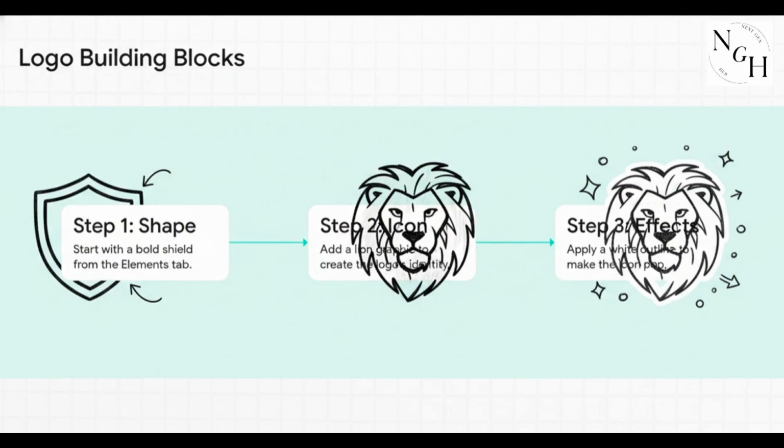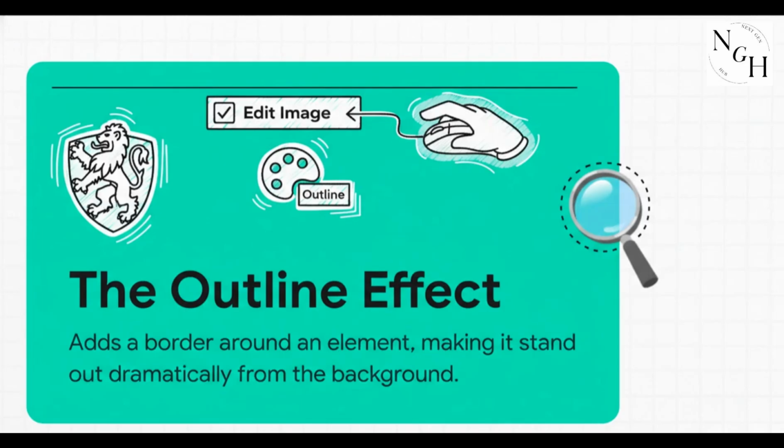We'll start with a basic shape, a shield from the Elements tab. Then we'll search for a cool lion icon to put right on top. But the real magic, the thing that makes it look polished, comes in that last step where we use a simple effect. So the secret sauce here is the outline effect. It's so simple. You just click on the lion, go to Edit Image, and add a white outline. Instantly, the whole graphic just pops right off the shield. It's literally one click, but it adds this professional depth that makes the whole thing look legit.